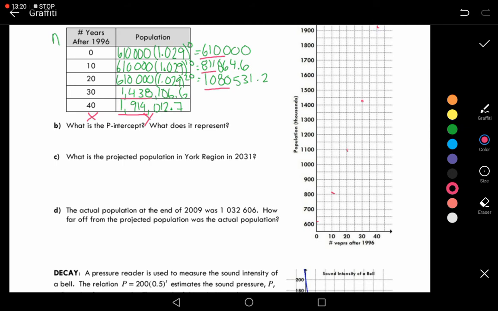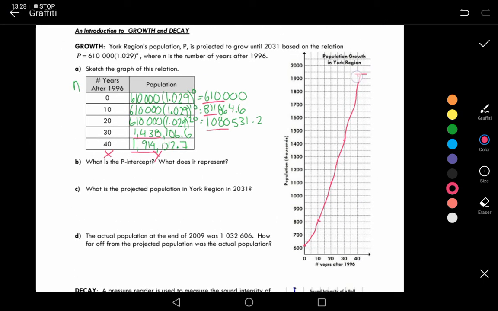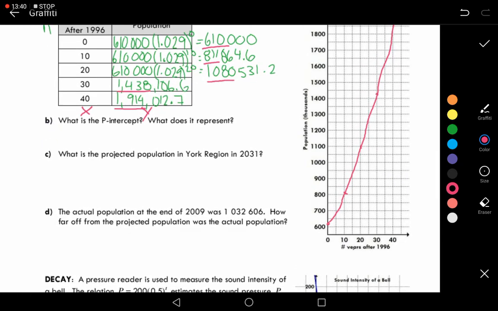And then taking the time, trying your best to connect those dots with a curved line. Okay, so your graph should look something like that. Part B says, what is the p-intercept and what does it mean? So the p-intercept, it's really asking you for the y-intercept. Okay, so that is when x is 0. So when x is 0, y is 610,000. What does this represent? It represents the population in 1996.